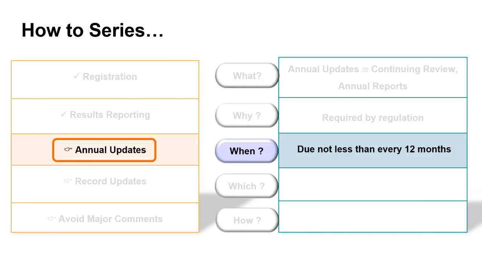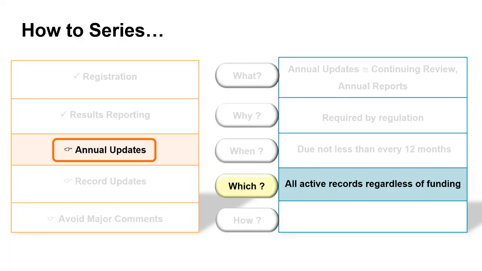So when is it due? Annual updates are due at least once every 12 months per regulation. Next, which kinds of records require annual updates? It is required for all active records, regardless of the funding source, that is, applicable clinical trials, NIH-funded clinical trials, and trials for which registration information was voluntarily submitted.